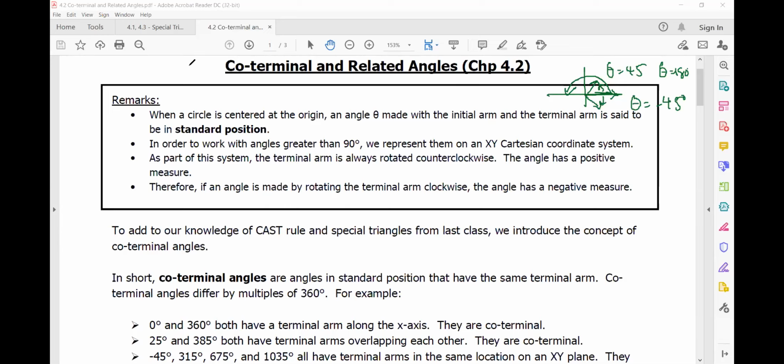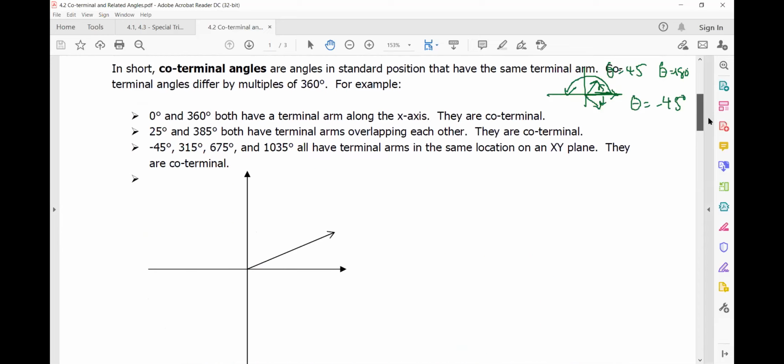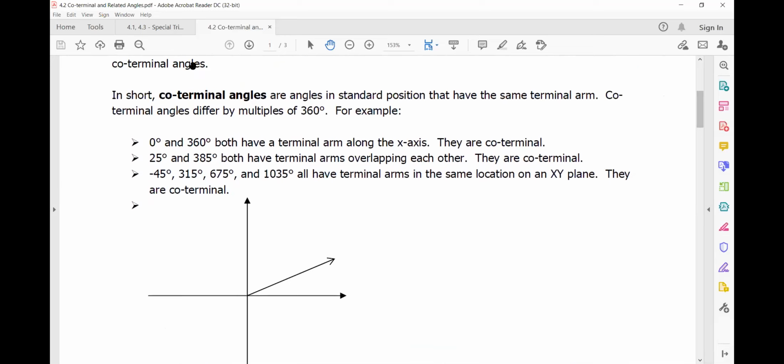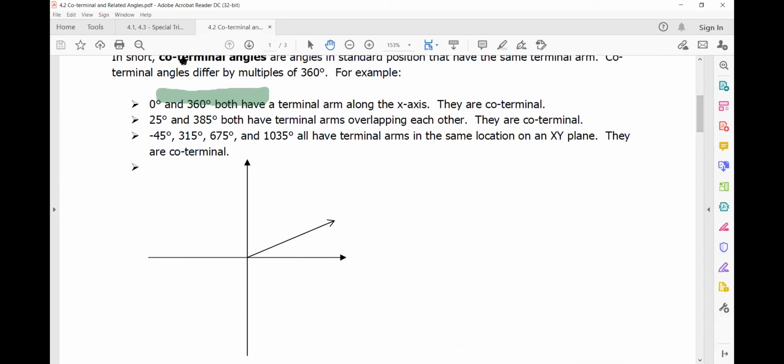Because we have potential to have negative angles, we need to talk about the possibility of them landing in the same location. Take a look. I am going to introduce a new word called coterminal angles. In other words, angles where the terminal arm lands at the same location. Here's an example. If you're with me, please follow along. Let's pretend, just hypothetically, this angle right here is 25 degrees, right? So this is my terminal arm.